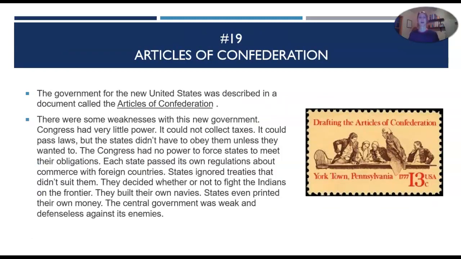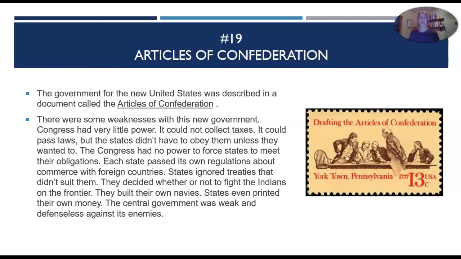Question number 19, Articles of Confederation. The government for the new United States was described in a document called the Articles of Confederation. There were some weaknesses in this new government. Congress had very little power. It could not collect taxes. It could pass laws, but the states didn't have to obey them unless they wanted to. The Congress had no power to force states to meet their obligations.